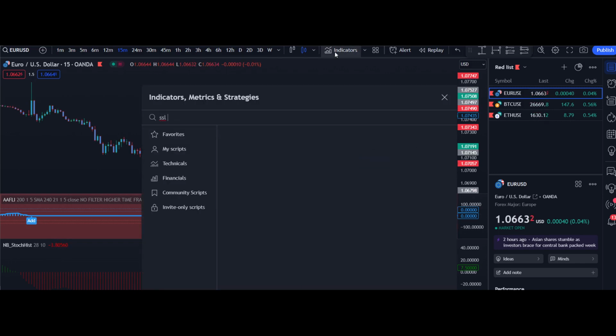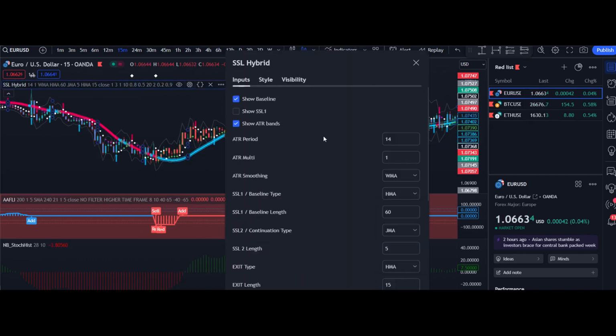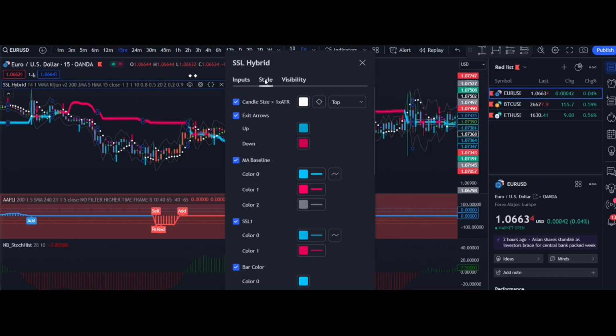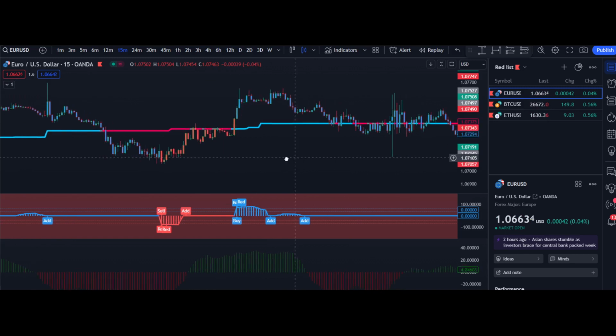The third indicator that we'll be using is the SSL Hybrid. Go over to settings. We're going to go to inputs. We're going to change the SSL1 baseline type to the Hull version 2. We're also going to change the length to 200. We're going to go to style. After this, we're going to uncheck everything except for the MA baseline. So this is how your chart should appear.